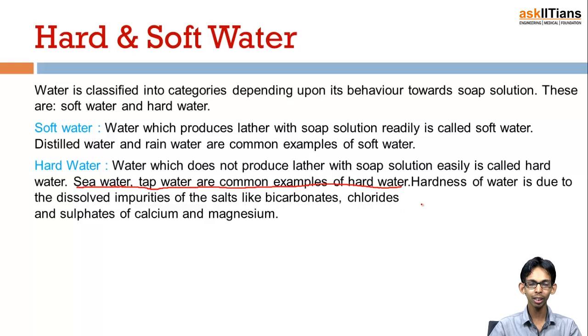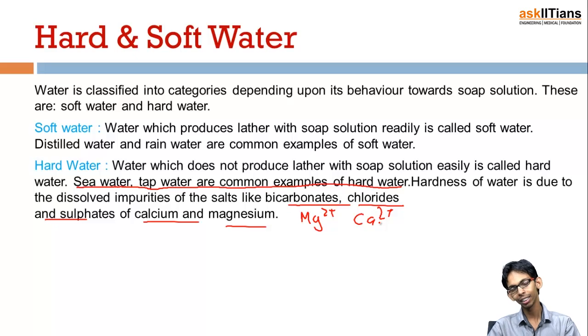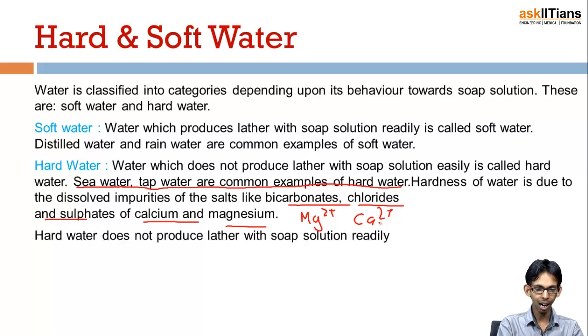And the hardness of water is basically due to dissolved impurities like bicarbonates, chlorides and sulfates of calcium and magnesium. We can say that whenever magnesium salts and calcium salts are present in water in dissolved form, the water does not form lather with soap, and soap does not work with that water, and that water is known as hard water. Hard water does not produce lather with soap easily.